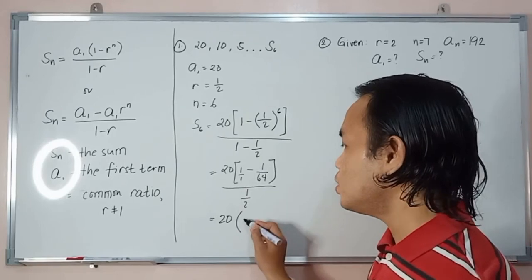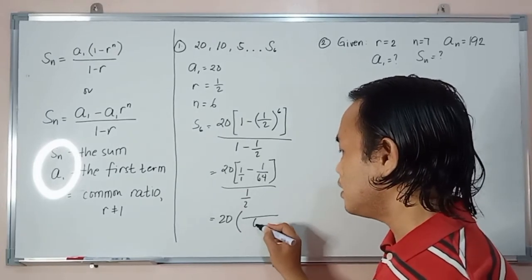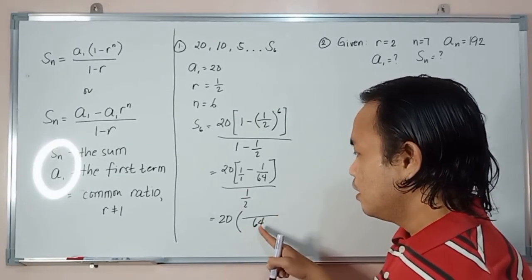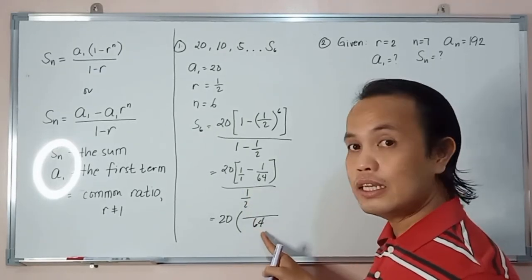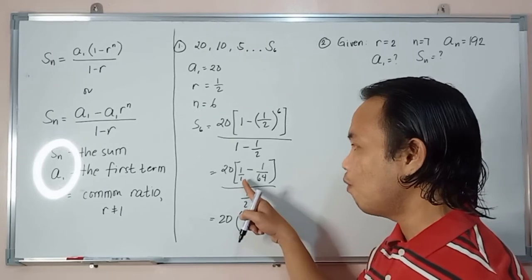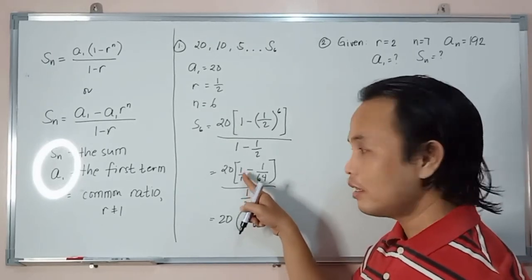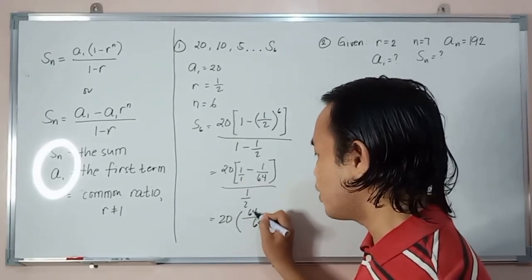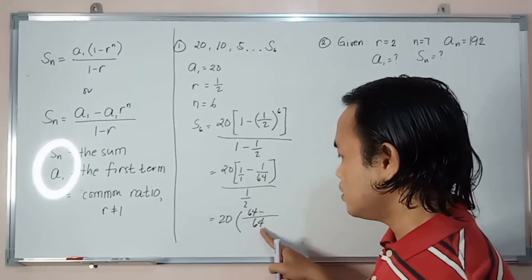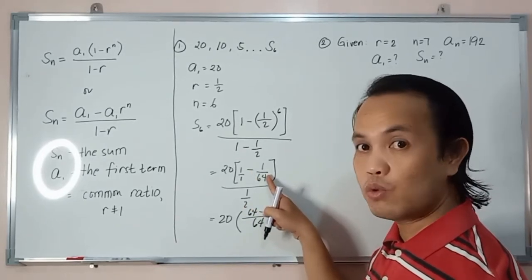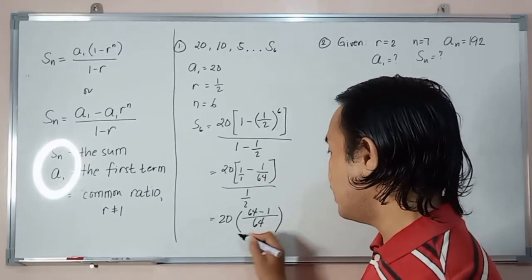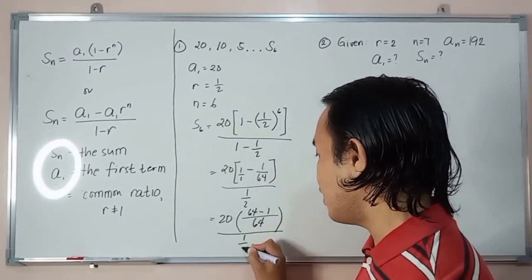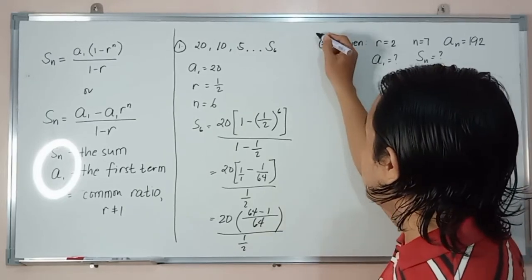In this case, we need to find the LCD. We have 64. So 64 divided by 1, our LCD is 64. 64 divided by 1 is 64, times 1 will give us 64. We copy minus. 64 divided by 64 is 1, times 1 will of course give us 1. Then that's over 1 half. We will continue here.